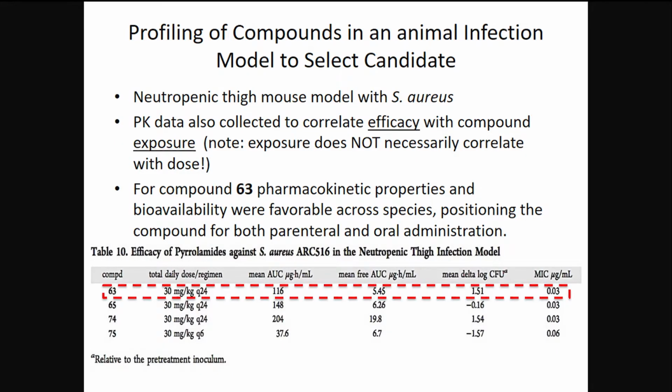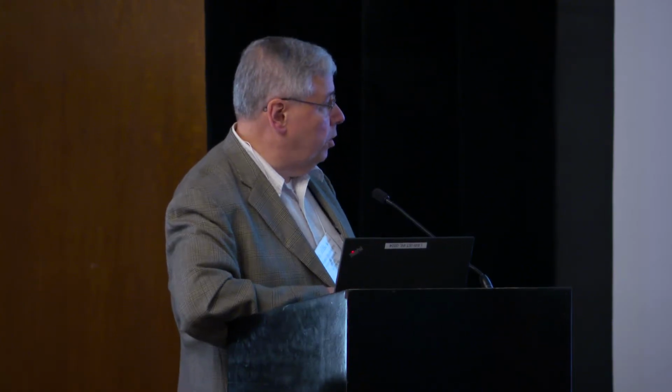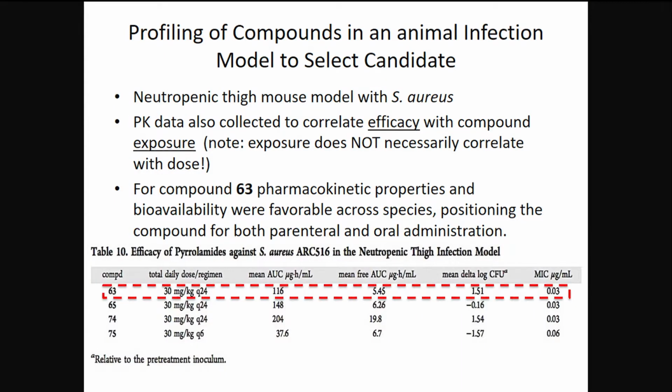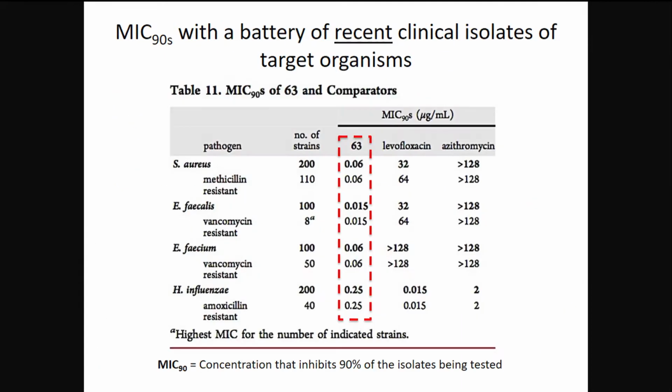For compound 63, the pharmacokinetic properties and bioavailability were favorable across species. What we saw was when we did the mouse model, we saw a change in CFUs per mL in gram-positives. By the way, this is a gram-positive. It's really for community-acquired infections, so it has gram-positive activity and a little bit of gram-negative activity in H. influenzae, Moraxella, those particular organisms. So in a neutropenic thigh, we saw good activity with compound 63.